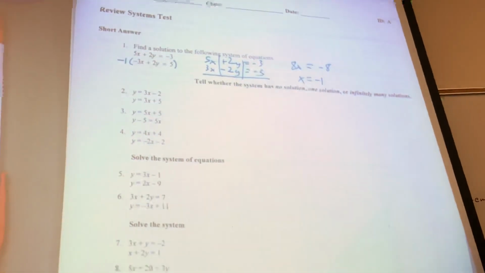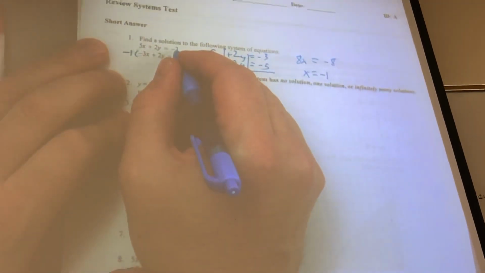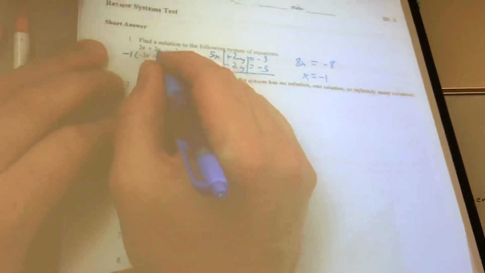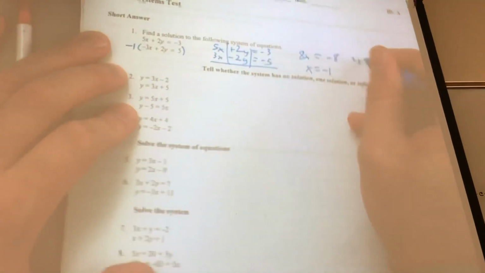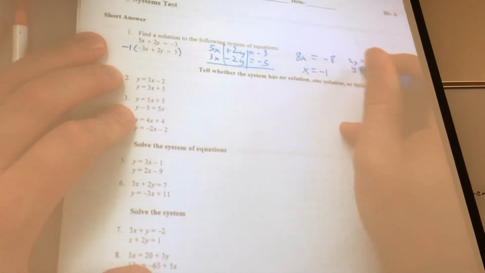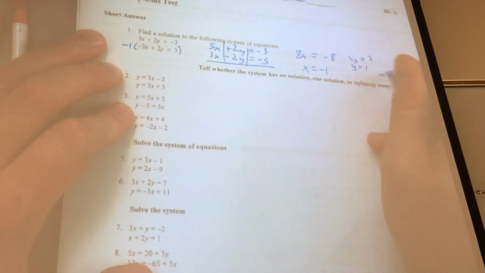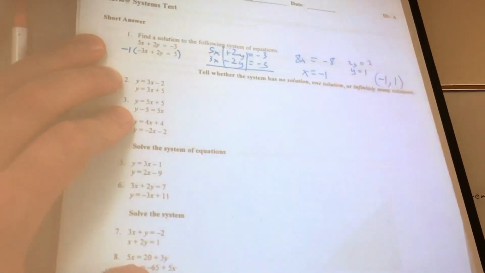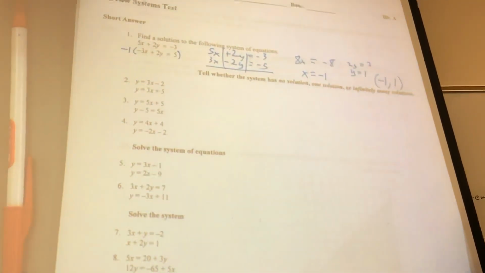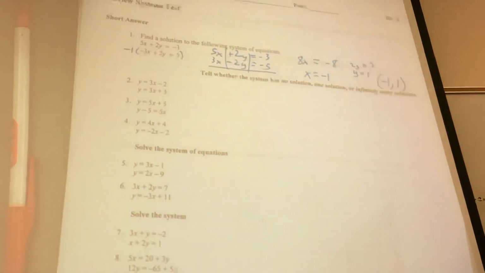Once we have that solution, we can put that back into either one of them. I make this a -5, I move it over. I would get +2, so 2y equals 2. That means y is 1. My answer is -1, 1. That's if I'm solving by elimination. That's kind of how to get that done.